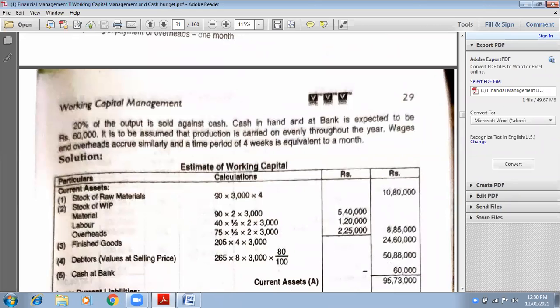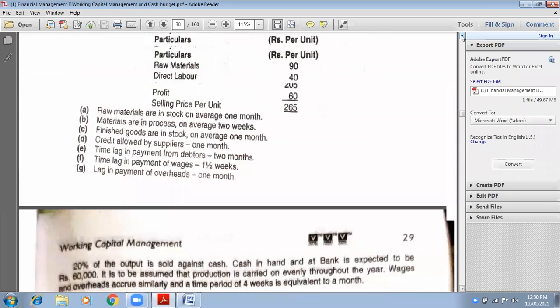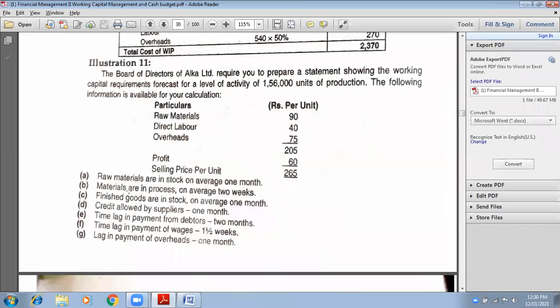3,000 into 90 into 4. Shubham, your answer is wrong. The answer is 10,80,000, 10 lakh 80. Has anybody got 10 lakh 80? Yes, ma'am. So everybody has got 10 lakh 80. That means it's correct. Now let's go on to the next adjustment.